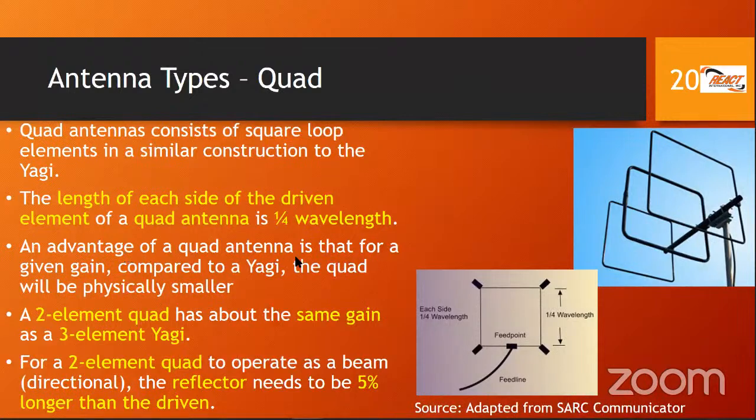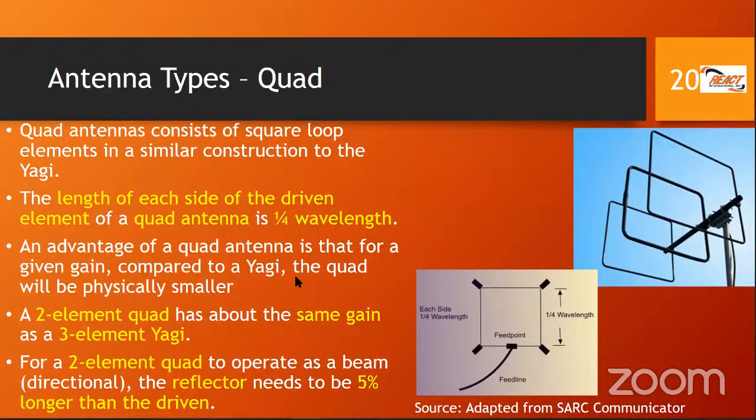Now there's an advantage of the quad: for its size compared to the Yagi in terms of number of elements, you have the same amount of gain. If you have, let's say, a 3-element Yagi, a 2-element quad will have about the same gain.